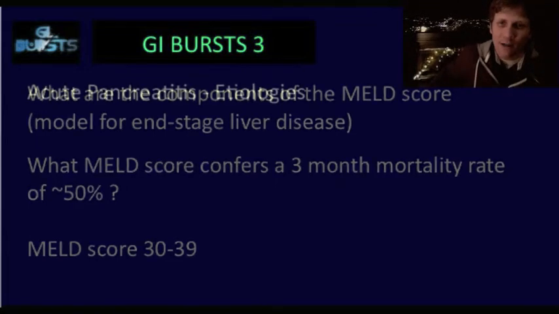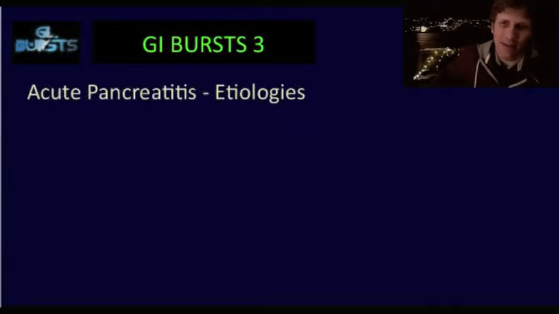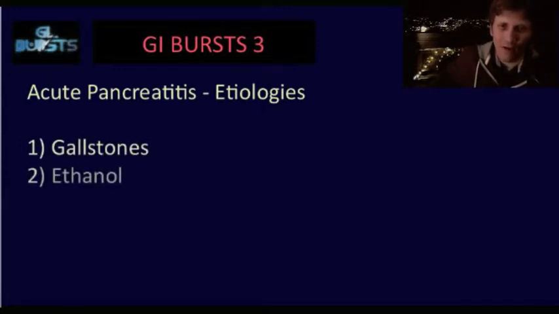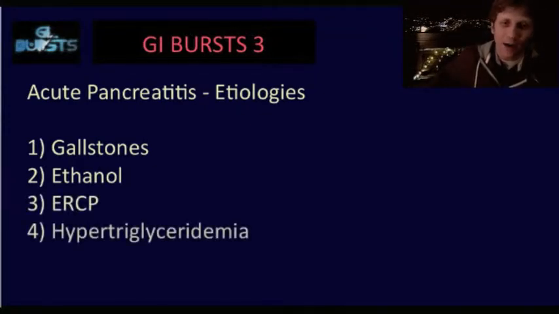All right, name as many causes for acute pancreatitis that you can. Go. Causes for acute pancreatitis. Number 1, gallstones. Number 2, ethanol. Number 3, recent ERCP procedure. And number 4, hypertriglyceridemia. So those far and away are the most common causes for acute pancreatitis.